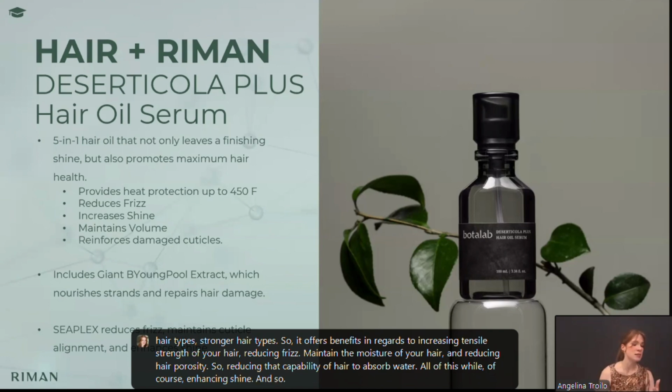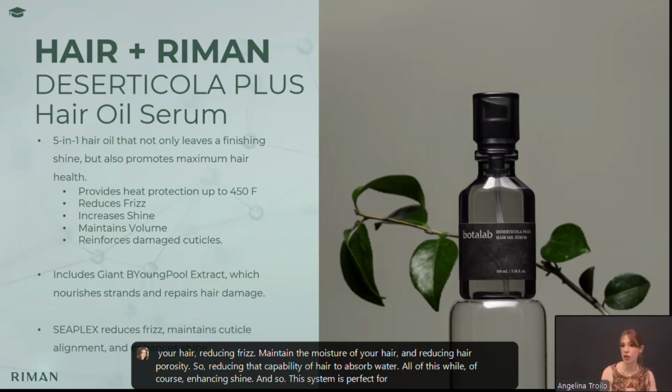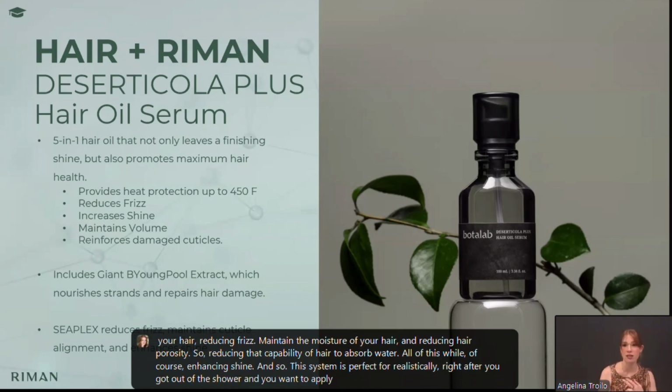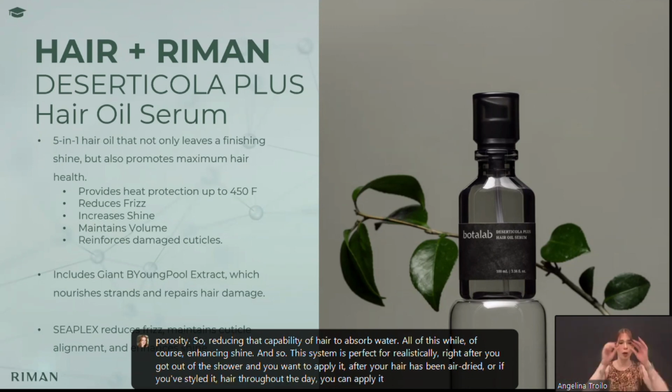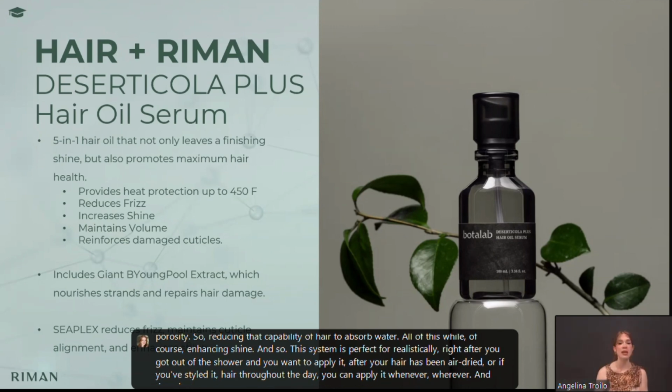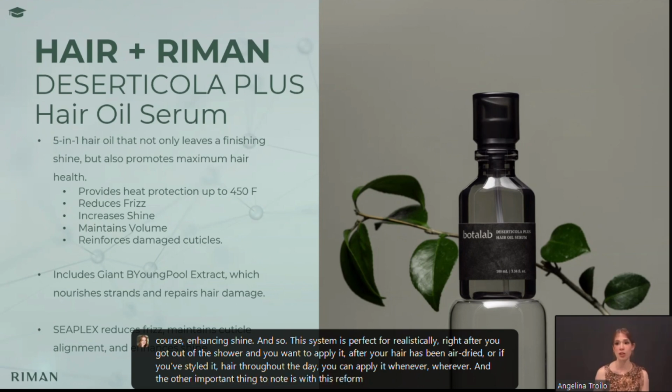And so this system is perfect for realistically right after you got out of the shower and you want to apply it after your hair has been air dried, or if you've styled it, hair throughout the day, you can apply it whenever, wherever.